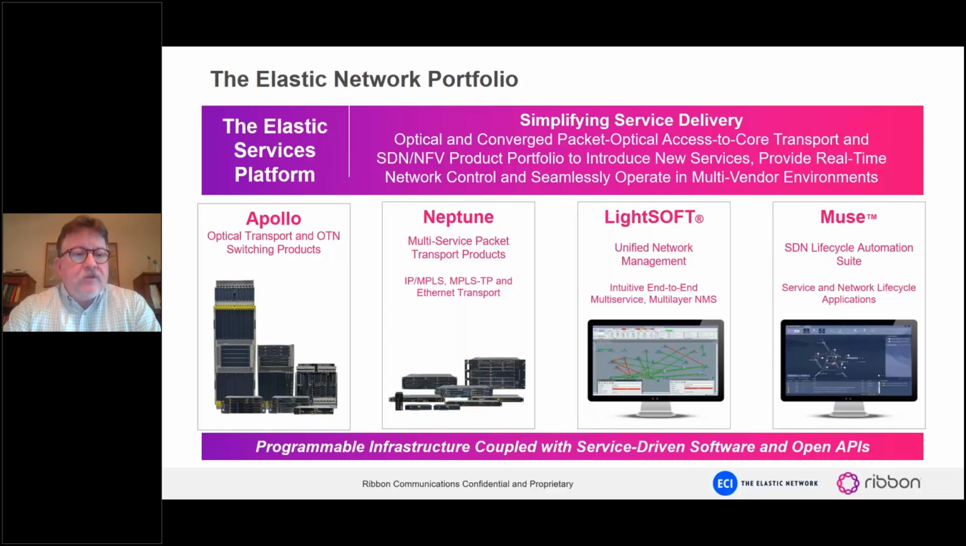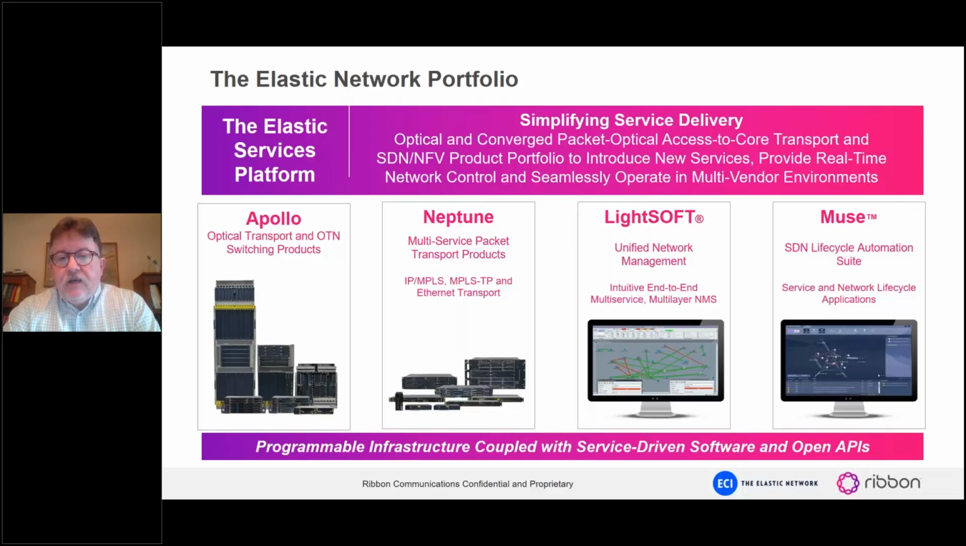Down in the middle of the screen, you'll see Apollo on the left-hand side. This is traditional optical transport and OTN switching products, and of course that's where we'll be spending our time this morning. We also provide Layer 2 and Layer 3 switching and routing through our Neptune platform, designed organically in-house to work with our other products.